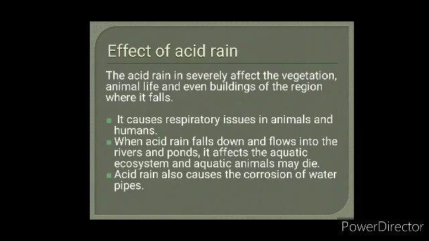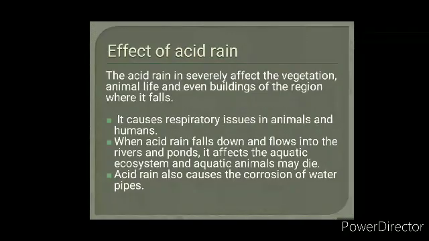It causes respiratory issues in animals and humans. When acid rain falls down and flows into the rivers and ponds, it affects the aquatic ecosystem. Some aquatic animals may die. It will change the pH of water. Water will become acidic, which may not be suitable for aquatic animals to survive. Similarly, water used by human beings will also cause various diseases.